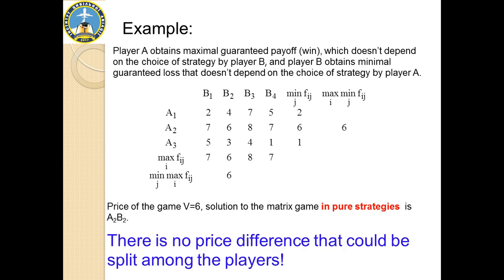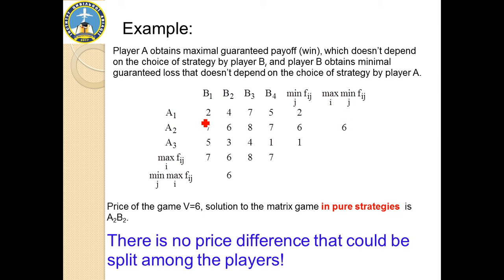at hand. Let's consider this simple example. Player A obtains the maximal guaranteed payoff or win, which doesn't depend on the choice of strategy by player B. And player B obtains the minimal guaranteed loss that doesn't depend on the choice of strategy by player A. Now this solution is found by finding the so-called saddle point. Again, how do we do this?